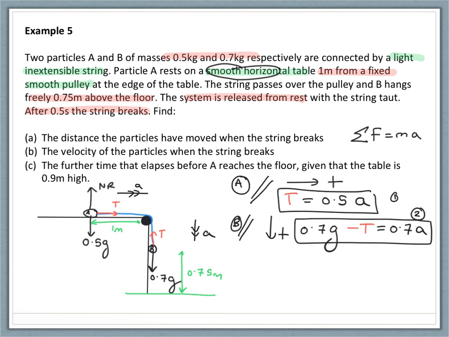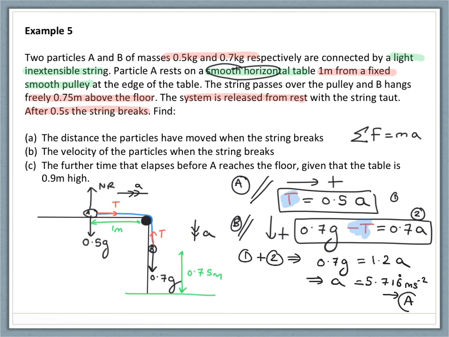Again, as we've been seeing, we have a positive T and a negative T, so we can simply add the equations together, which gives us 0.7g is equal to 1.2a, and from here we can calculate the acceleration. So the acceleration works out to be 5.716 recurring, and all I'm going to do is store that in a calculator memory because we're actually not asked to provide the value of the acceleration. We're asked to calculate the distance the particles have moved when the string breaks.